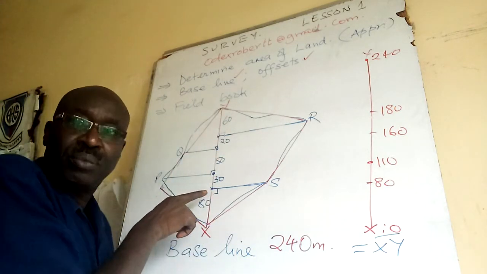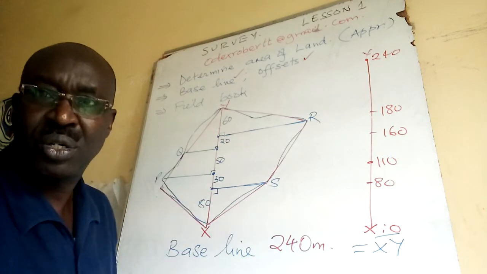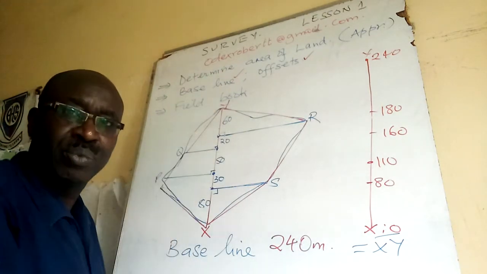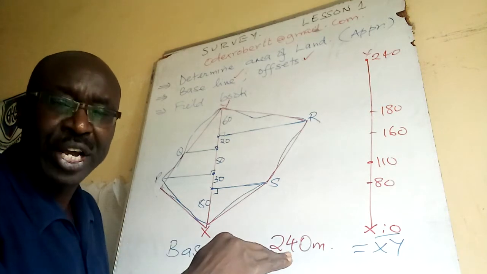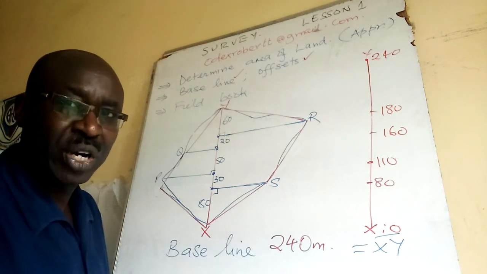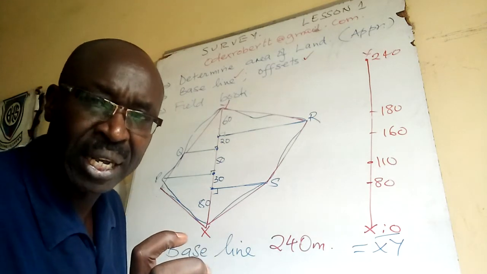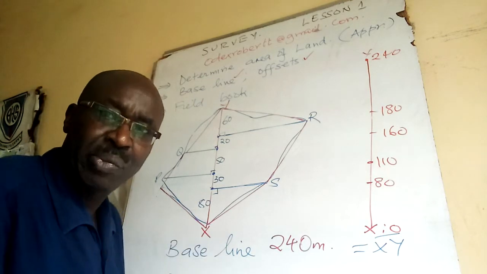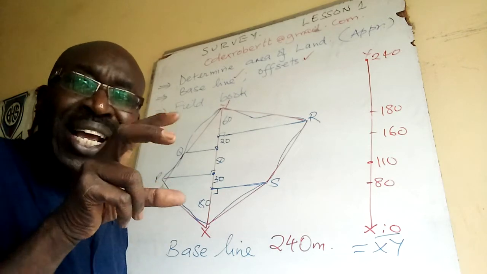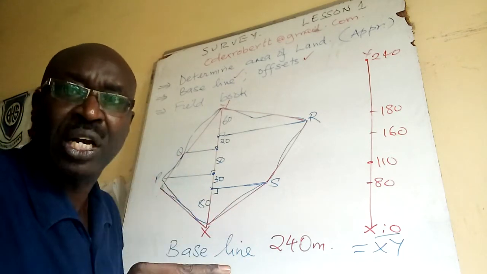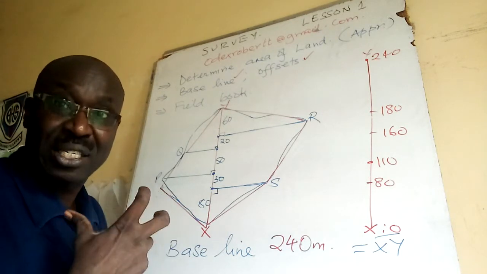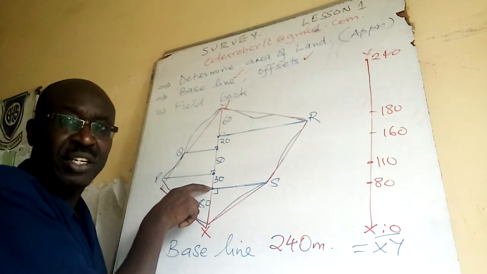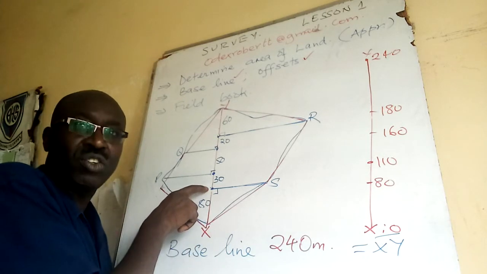After that, we have to get offsets. The offsets are perpendicular lines drawn from baseline to a point on the boundary, and such points are chosen intelligently so that we don't lose so much land, neither do we gain much land, to get us to a regular shape where we shall use now the formula. So it must be done with a lot of intelligence. So our first offset, if it is here, we measured from X to the first offset, 80.